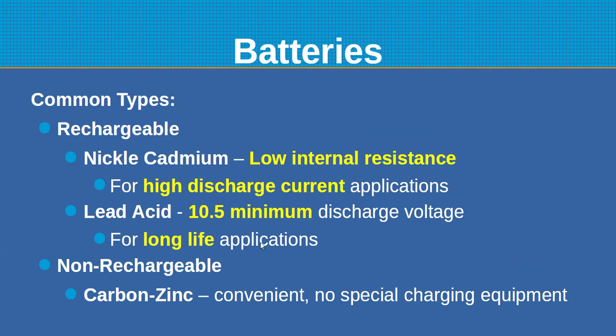The one thing to remember about a lead acid battery is that if you let it discharge below 10.5 volts, it will start to damage the battery and it can actually go into cell reversal.